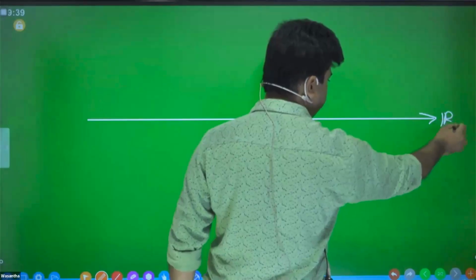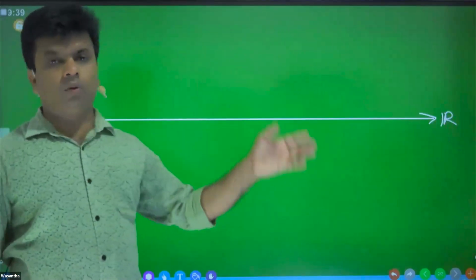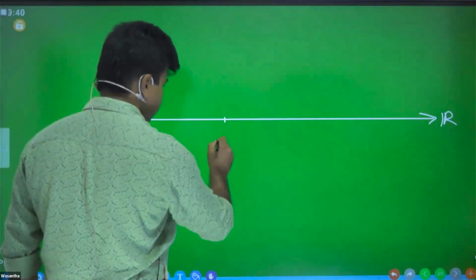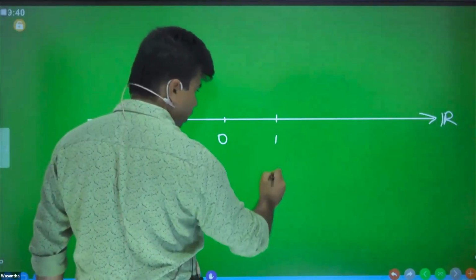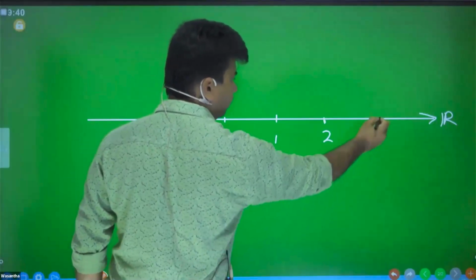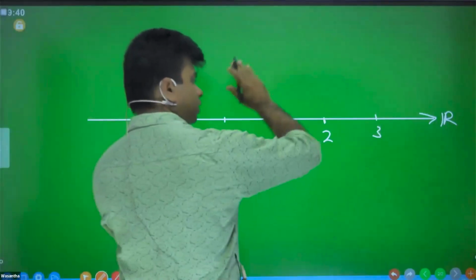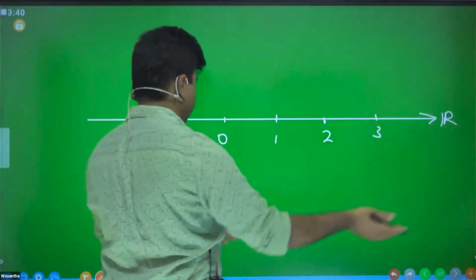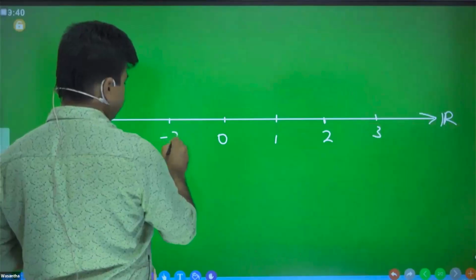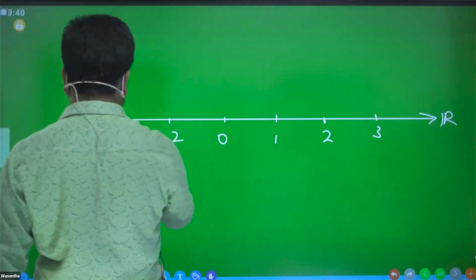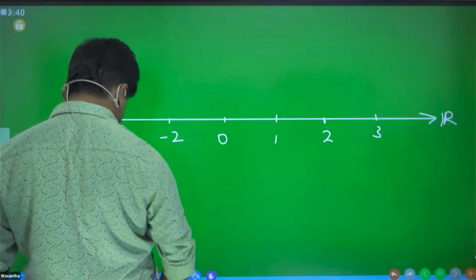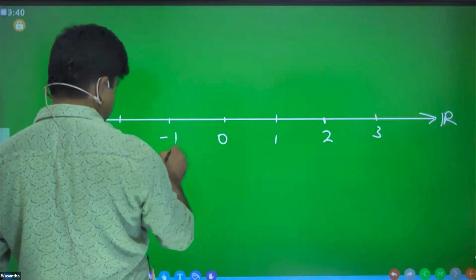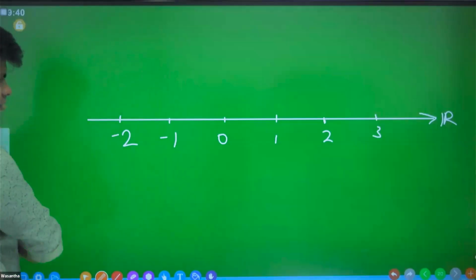I'll take this as R because we represent all the real numbers on this number line. Basically, we can mark 0 here, 1 here, then 2 here, then 3 here. You know that this is the positive direction, marked by positive numbers. Now, when you want to mention the negative direction, negative numbers here. Sorry, -1, -2, up to -infinity, okay?